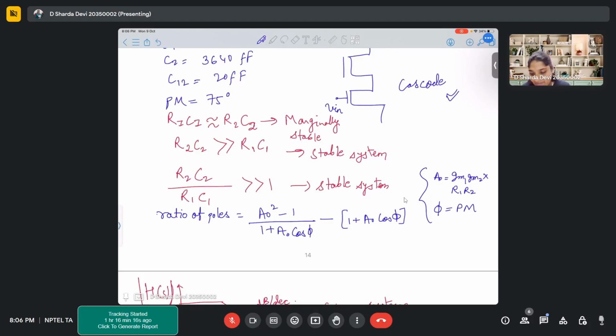So here phi is 75 degrees. For phi equal to 75 degrees, we will simply substitute the values of a naught and phi, and the ratio of poles, which is named as, let's say, x, that we obtain for this particular problem is 810.98. So this is the ratio of the two poles, the separation that needs to be there between the two poles to obtain a phase margin of 75 degrees. Okay, so this formula has been discussed thoroughly in the lecture. So please go through the NPTEL lecture for this formula. Okay.